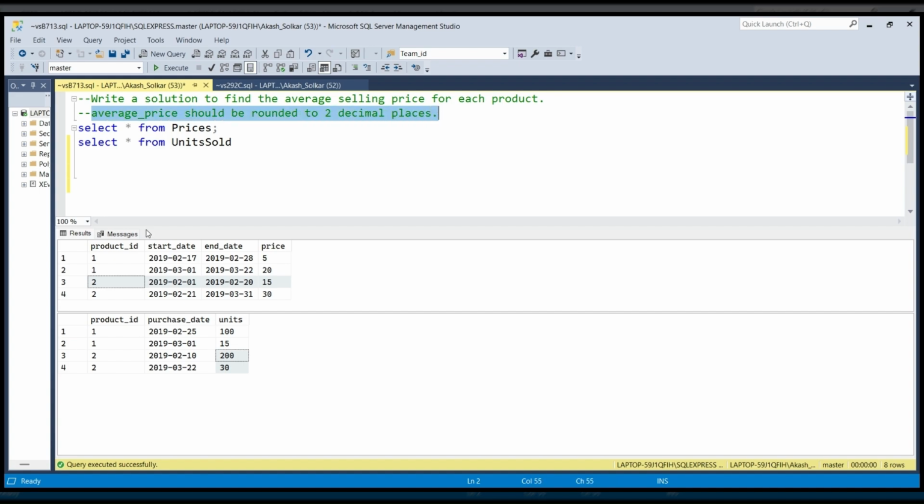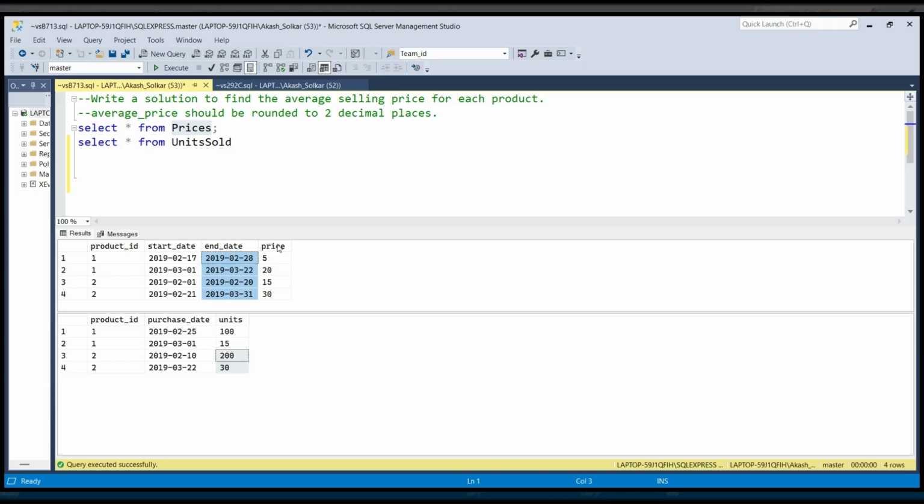So they have given two tables. First is a price table, second is a units sold table. They are asking, write a solution to find the average selling price for each product. Let's see the first table. The first table is Price. In the price table, they have given four columns: one is product ID, second is start date, third is end date, fourth is price.